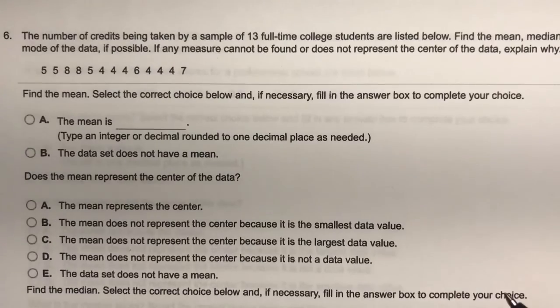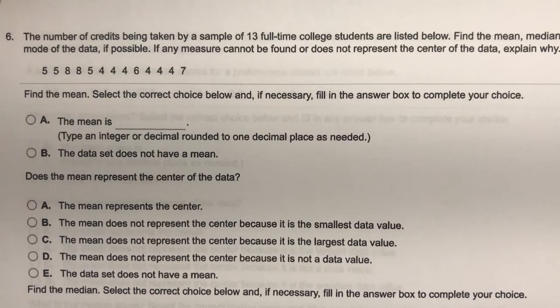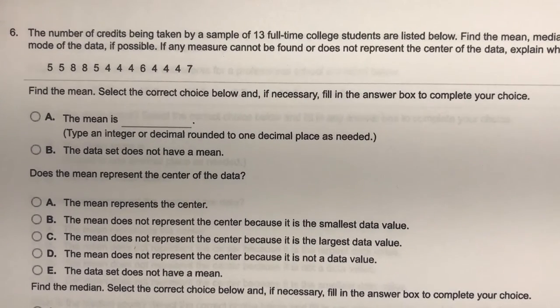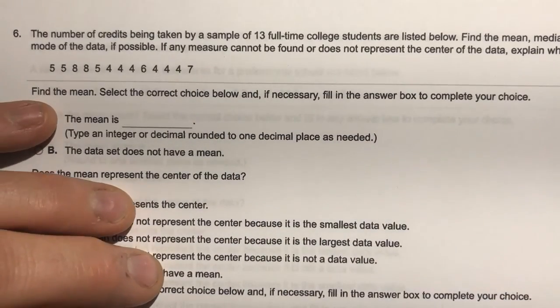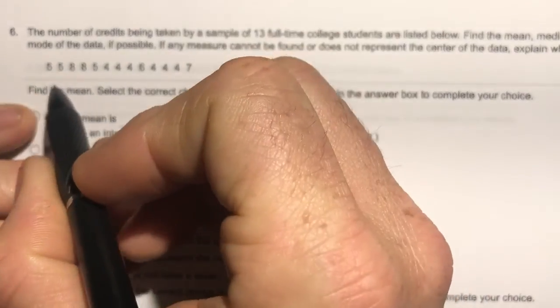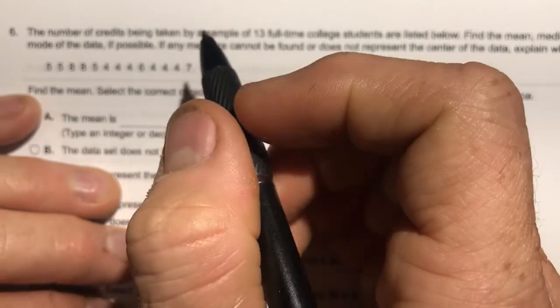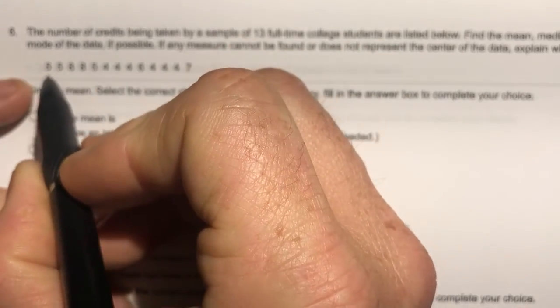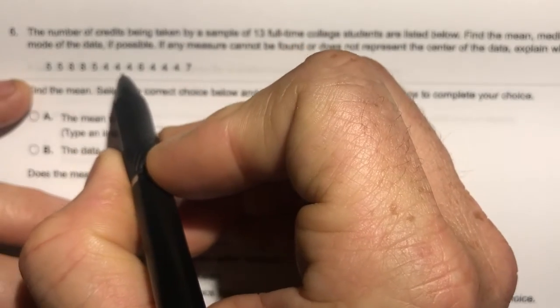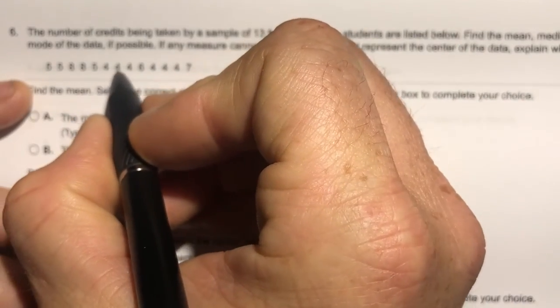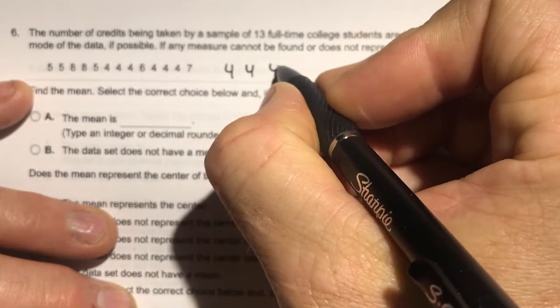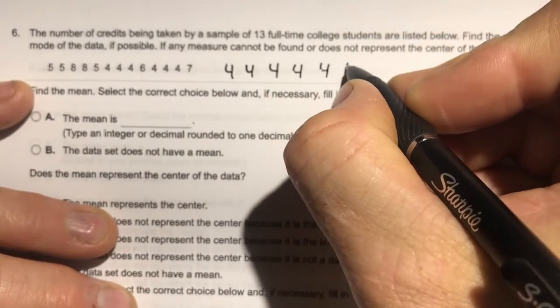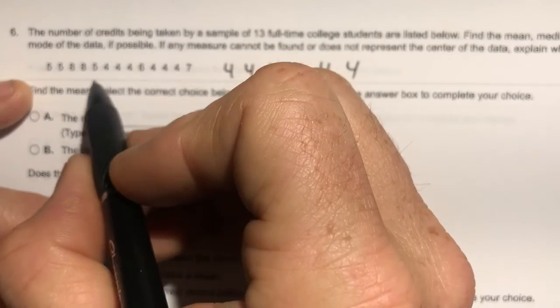All right, then we're going to get into some data. We see these numbers here. Now, before we start on this, we're just going to go ahead and arrange them in order because that kind of makes it easier. So we have 4 looks like the lowest. So we have 1, 2, 3, 4, 5, 6 fours. So 4, 4, 4, 6 of them. All right, then we got 5.